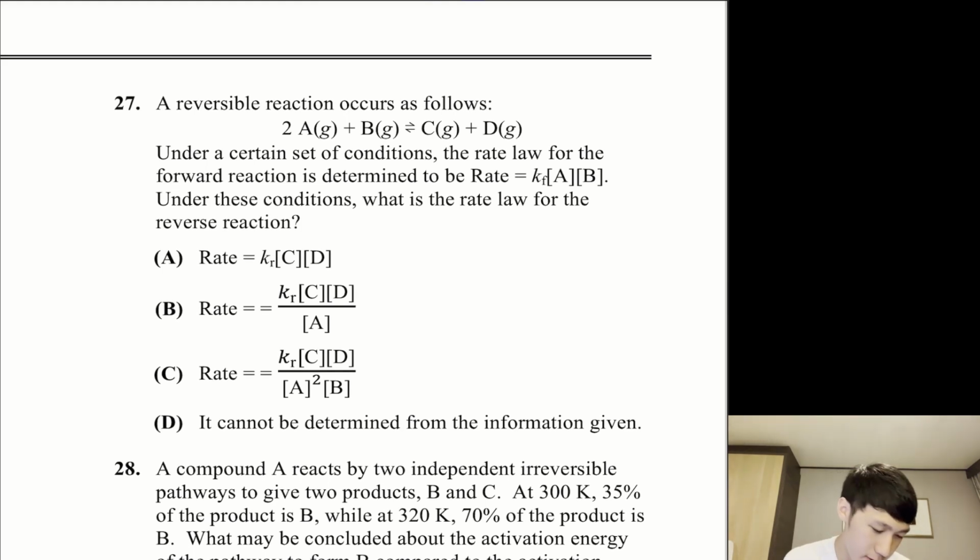27. A reversible reaction occurs as follows. 2A plus B is in equilibrium with C and D. Under a certain set of conditions, the rate law for the forward reaction is determined to be rate equals Kf times A times B. What is the rate law for the reverse reaction?